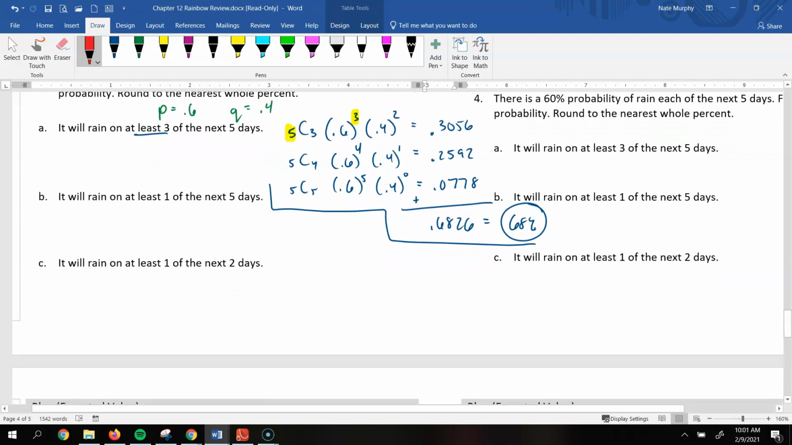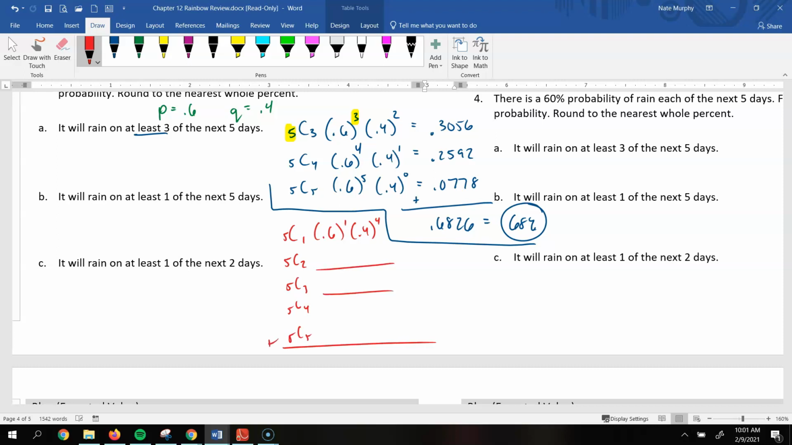So we would have 5 choose 1, and then 0.6 to the first power, 0.4 to the fourth power, because we'd have 1 day with rain and 4 days without rain. But then we'd have to do that for 5 choose 2, 5 choose 3, 5 choose 4, 5 choose 5, with the rest of the probabilities. I'm not going to write all that out. We'd have to plug that all in our calculator, add all those numbers together, and that would give you your answer. That's one way to do it, but that's going to take a lot of time.